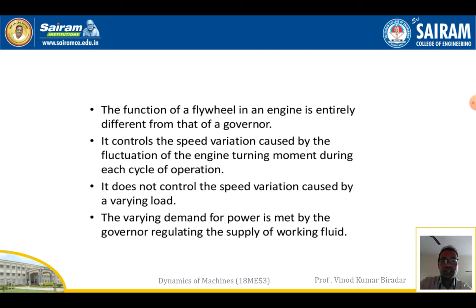The function of a flywheel in an engine is entirely different from that of the governor. The flywheel stores energy and controls the fluctuation in the vehicle, whereas the governor regulates the mean speed of an engine. The flywheel controls the speed variation caused by the fluctuation of the engine turning moment during each cycle of operation, and it does not control the speed variation caused by the variation of load. That belongs to the governor.